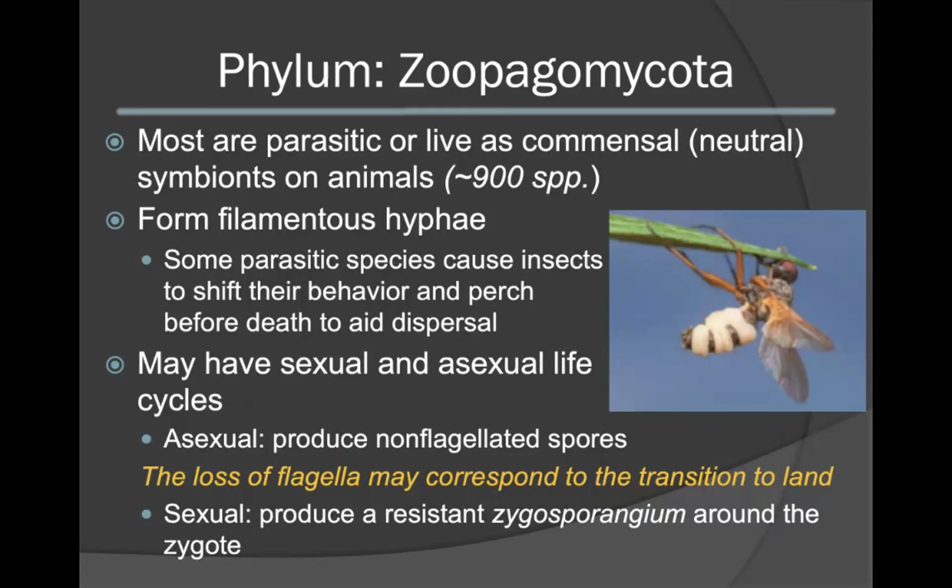Members of the Zoopagomycota phylum are parasitic, or they can also live as commensal symbionts on animals. Many of these species form filamentous hyphae. Some parasitic species can cause distinct behavioral shifts in their host organism. Many have sexual and asexual life cycles. In the asexual life cycles, they produce non-flagellated spores. It is believed that the loss of flagella corresponds to the transition of fungi onto land. In the sexual reproductive cycle, they can produce a resistant stage called the zygosporangium that surrounds and protects the zygote.